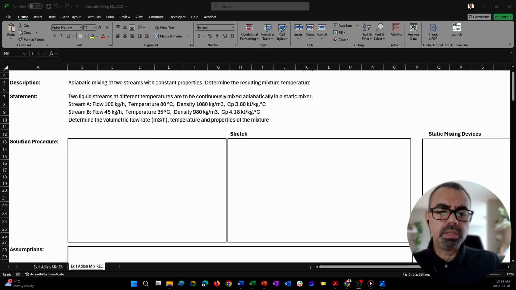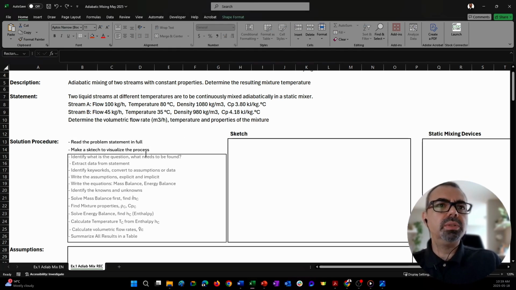Stream A, 100 kilograms per hour with a temperature of 80 degrees and the properties, and same for stream B, 45 kilograms per hour and 35 degrees. And the question is, determine the volumetric flow rate in meters cubed per hour and the temperature and properties of this mixture. So I'm going to progressively unveil the procedure that we're going to follow.